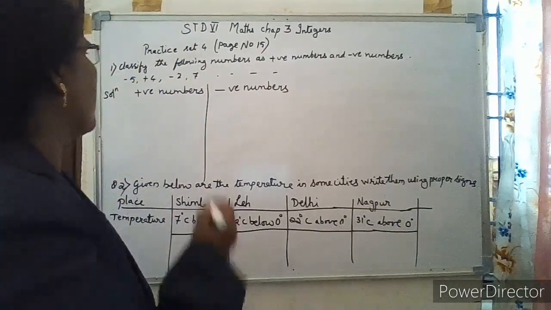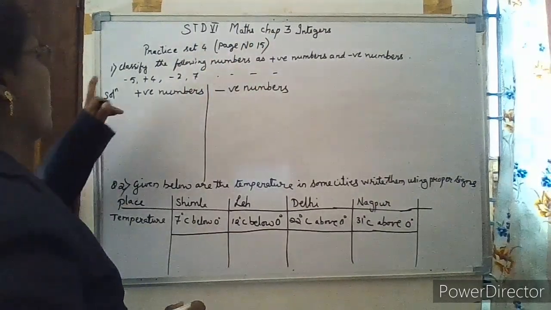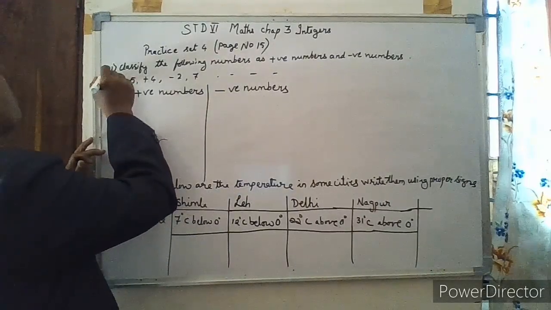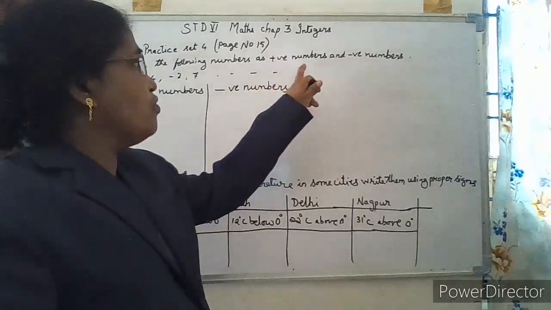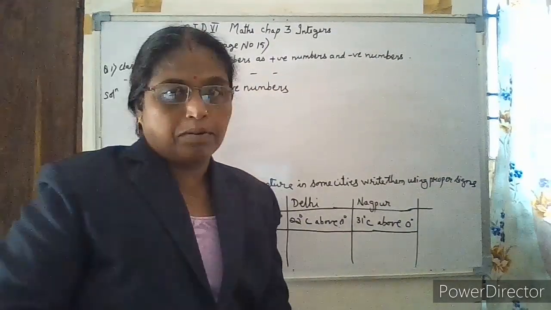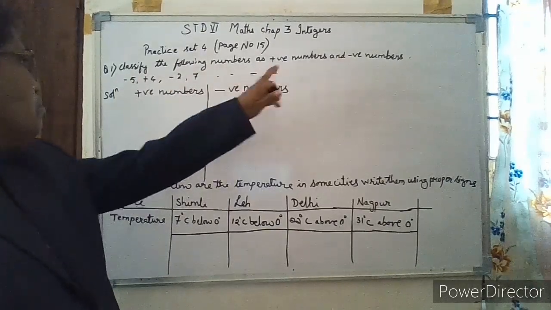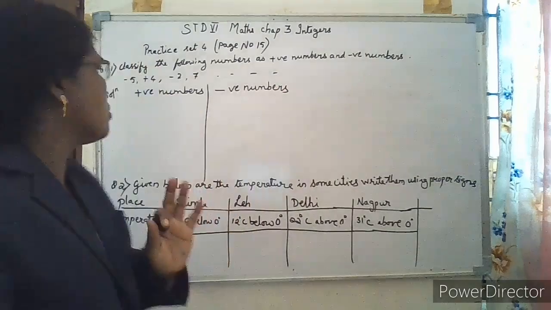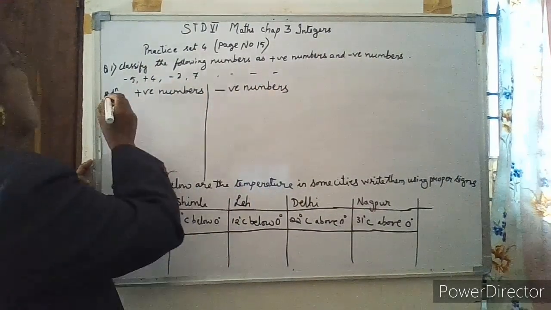Now let us solve practice set 4, page number 15. Classify the following. The first question, number 1. Classify the following numbers as positive numbers and negative numbers. So some numbers are given. I have not written all the numbers. You have to write all the numbers which are given in the textbook questions.